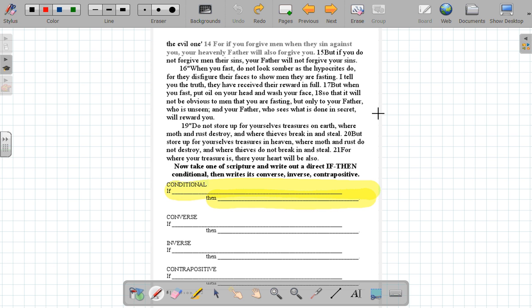Why do you worry about clothes? See how the flowers of the field grow. They do not labor. Yet I tell you that not even Solomon in all his splendor was dressed like one of these. That is how God clothes the grass of the field, which is here today and tomorrow is thrown into the fire. Will he not much more clothe you?